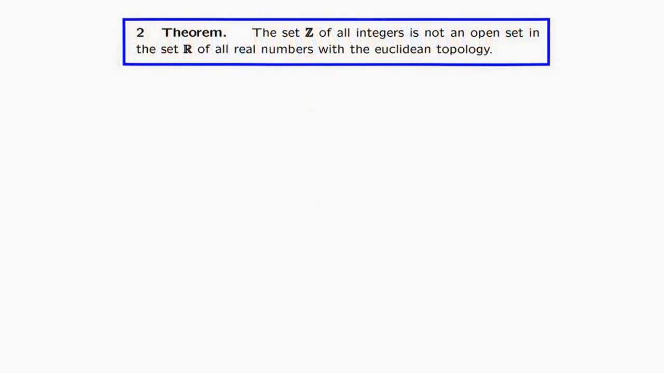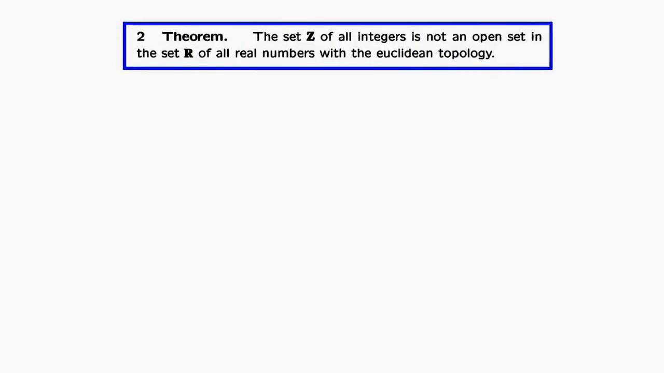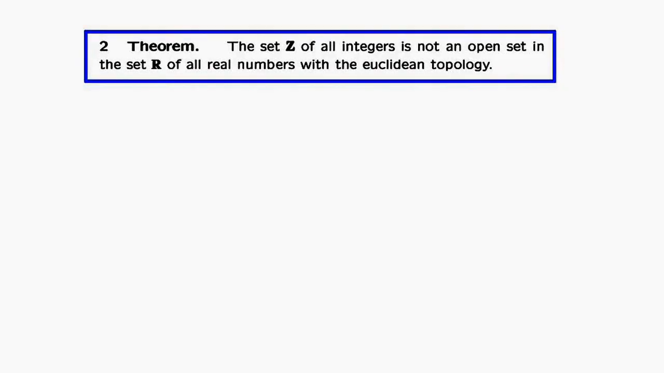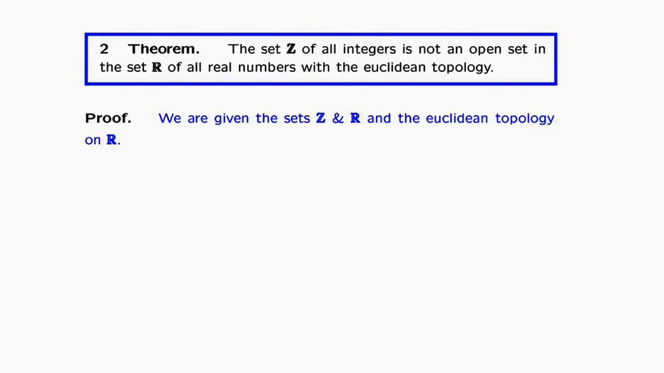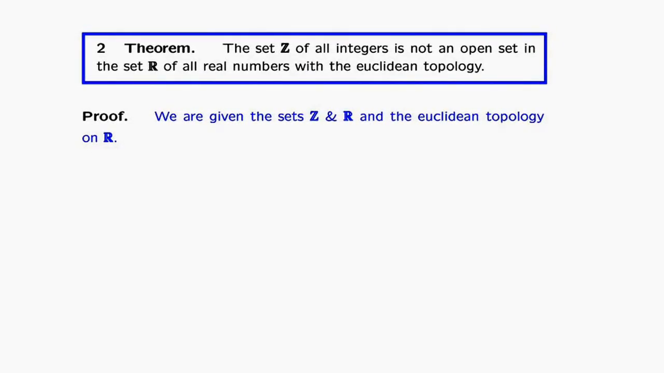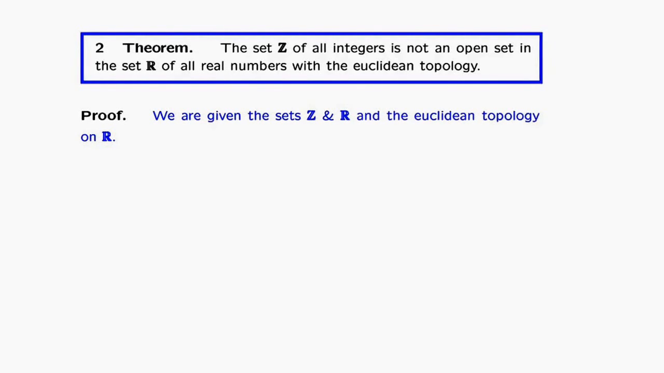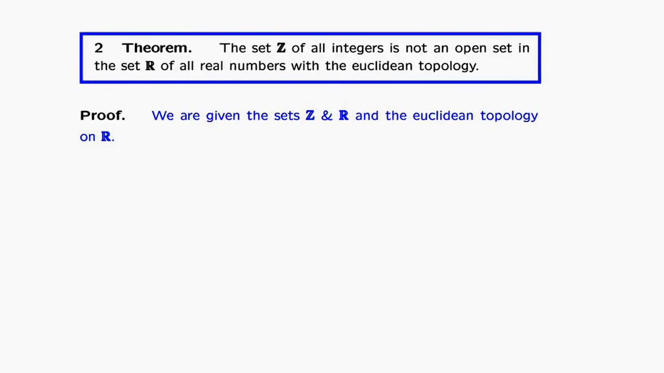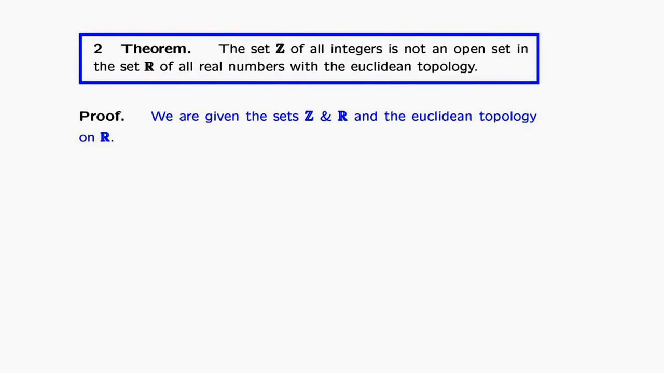Let us now look at another example. In this example, we are required to prove that the set Z of all integers is not an open set in the set R of all real numbers with the Euclidean topology. As usual, we begin by writing down what we are given. We are given the sets Z and R and the Euclidean topology on R.